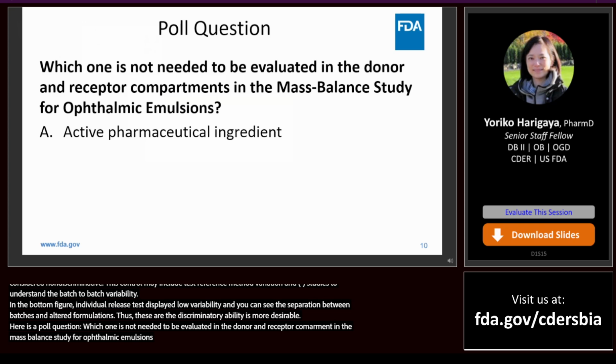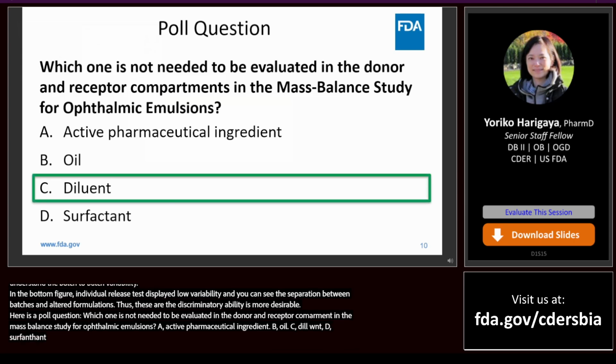A. Active pharmaceutical ingredient. B. Oil. C. Diluent. D. Surfactant. The answer is C. Diluent.